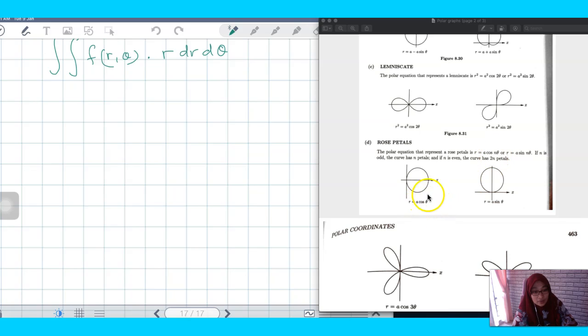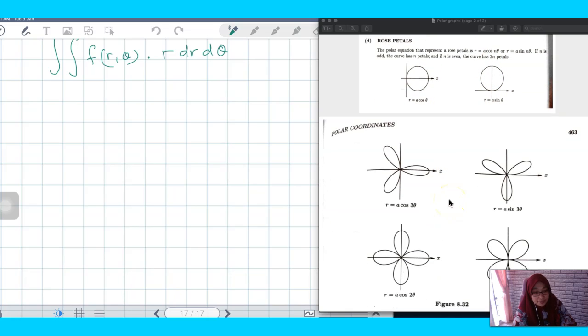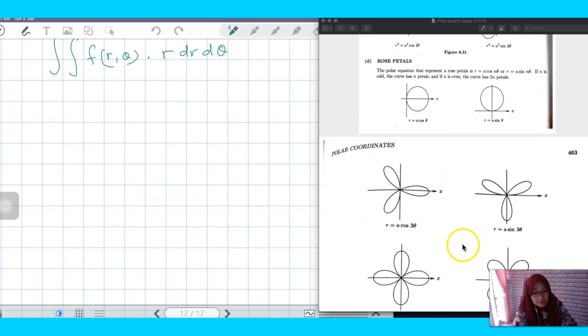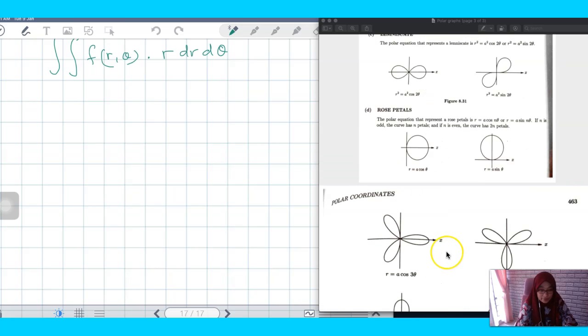So a cos theta, a sin theta. If you have 2 cos theta, the diameter of this is 2. 2 sin theta, the diameter here is 2. And we have a rose petal with 1 petal. This is 3 petals, and this is 4 petals, and so on.